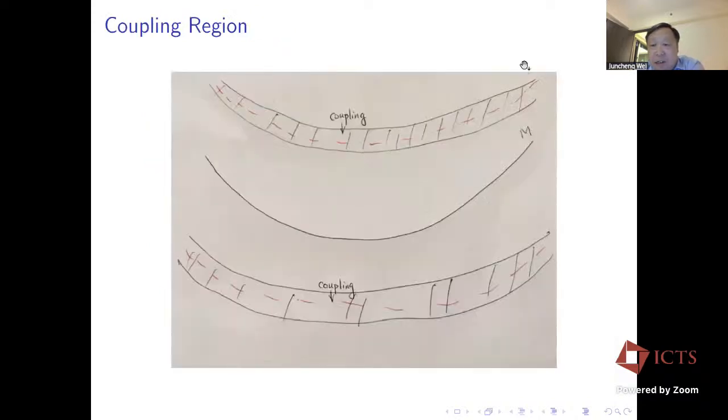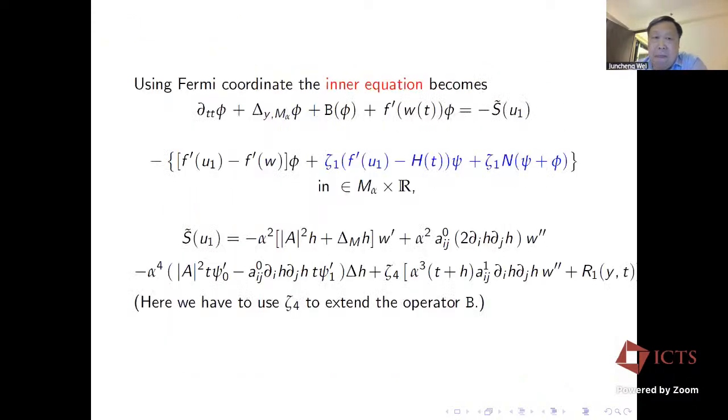So the coupled region is somewhere here; this is the surface here, the minimum surface. The coupling is somewhere here. This is the inner and outer. The information between inner and outer flows through this coupled region. Okay, this is the coupled region. So this is the inner-outer gluing.